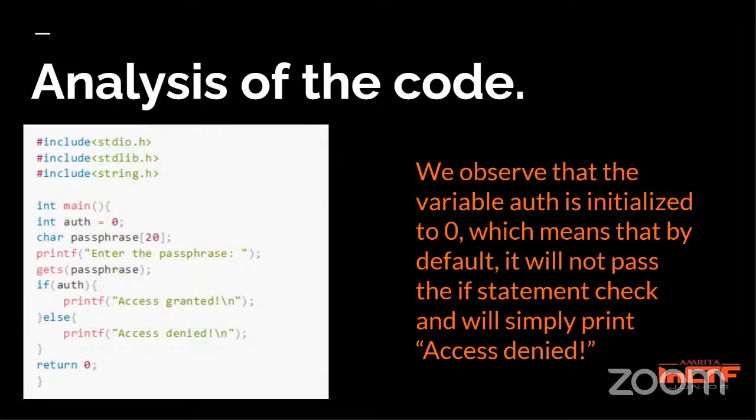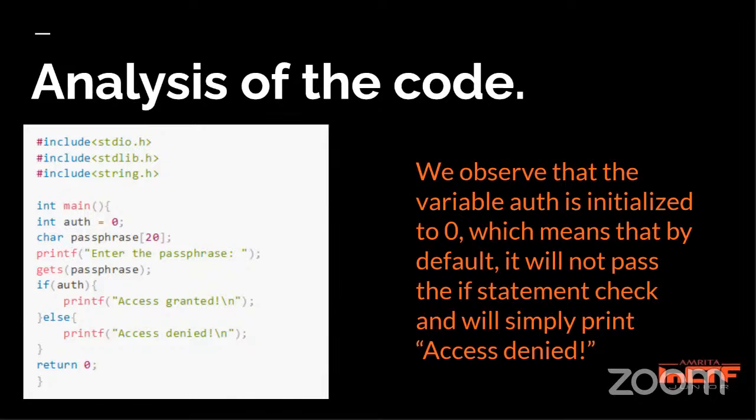There is a character passphrase which is of 20 bytes, and then there is a printf statement, and then there's a gets of the passphrase as such. So you're inputting a passphrase, and 20 bytes is all that we can input according to what is being declared. And then there's an if condition which says that if auth is equal to any value except 0, you get the access granted message, but if not, you get the access denied message.